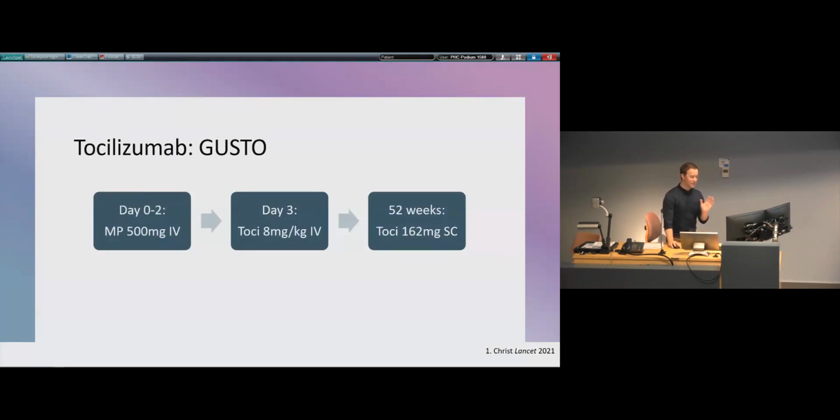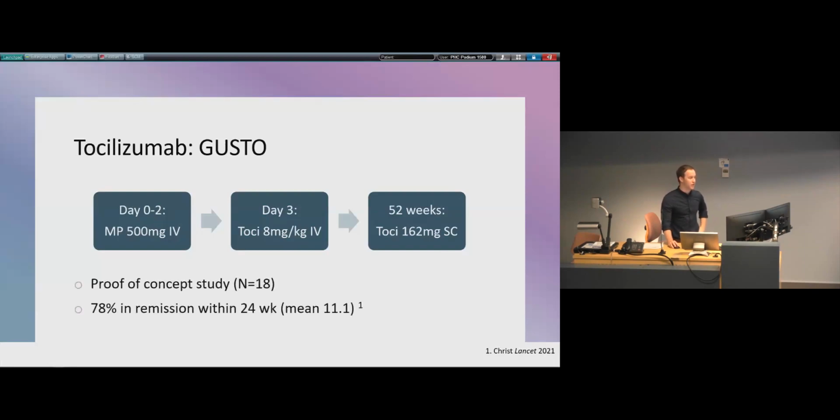So this Gusto study, and these are purely proof of concept, people getting excited. In this study, they did 3 days of 500 milligrams of IV pulse at time of diagnosis. They treated them with 1 IV dose of tocilizumab, and then had them on 52 weeks of weekly TOSI with no prednisone. So these patients got 1.5 grams of prednisone, total steroid. 18 patients, but 80% in remission at 24 weeks, with about 72% relapse-free after a year.